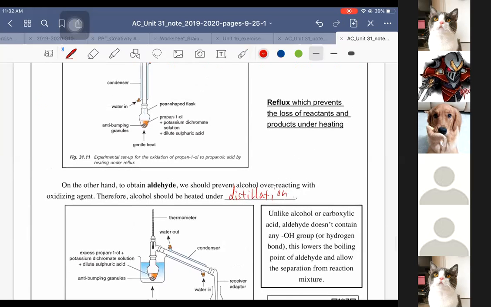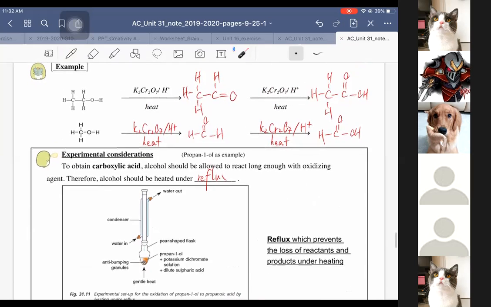Okay, so the slash here means it's acidified. So we're not just going to put the catalyst, but make sure it needs to be acidified.